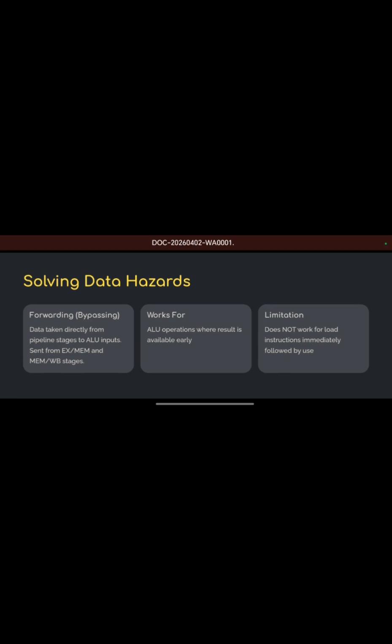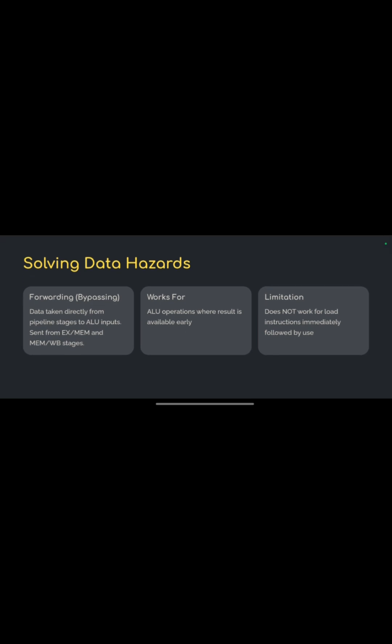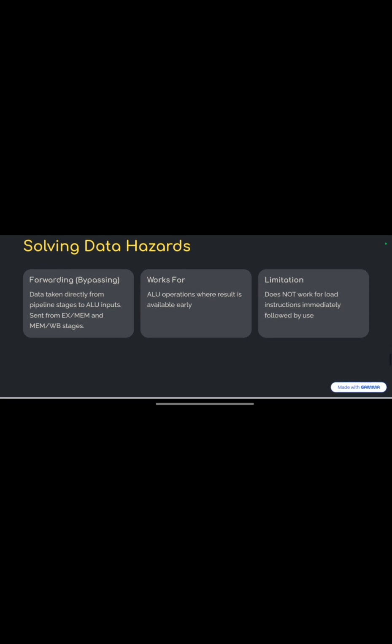Let's see how to solve the data hazard. We use a technique called forwarding, or bypassing. In forwarding, data is taken directly from the pipeline stages. It is sent to the ALU without waiting for the write back stage. So data is forwarded from stages like EX or MEM, and the next instruction can use the data immediately. It works for ALU operations because the result is available earlier.